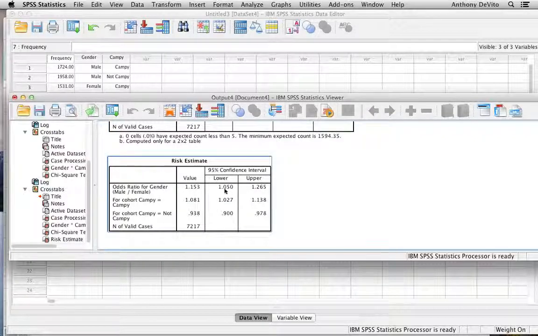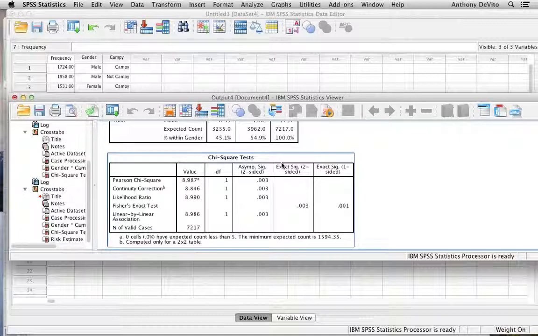We're 95% sure that the real risk is between 1.05 and 1.2 for the odds ratio, and the real relative risk is between 1.02 and 1.1. One is not within that interval, so we're 95% certain that you could reject the null hypothesis that there's no difference in the odds of being infected if you're male or female. Does that make sense to you?